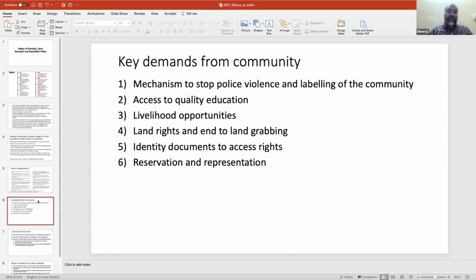Fifth is about identity documents to access rights. And the last one is about having affirmative action or reservation provisions so that the community is able to have a presence in the local institutional systems as well as take their share in the larger entitlement provisioning. So with this, I would like to hand it over to my colleague Meredith.